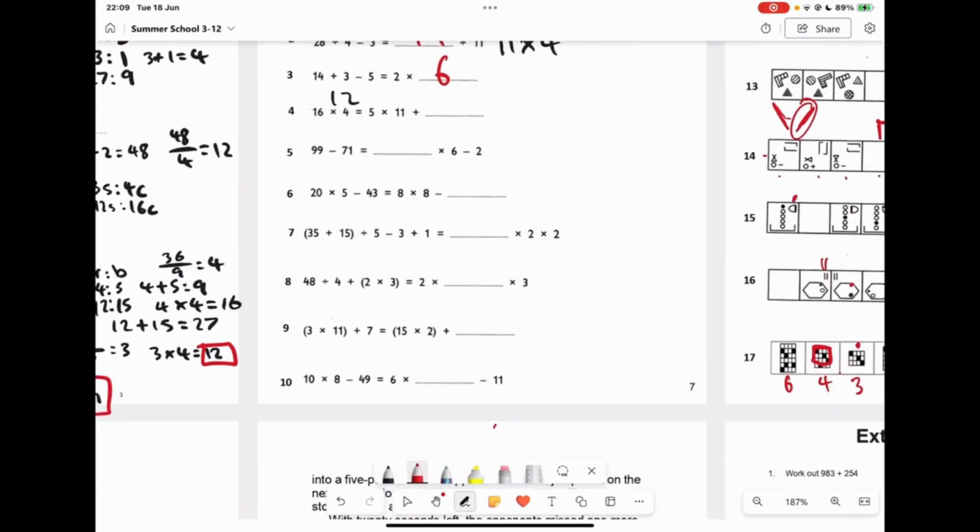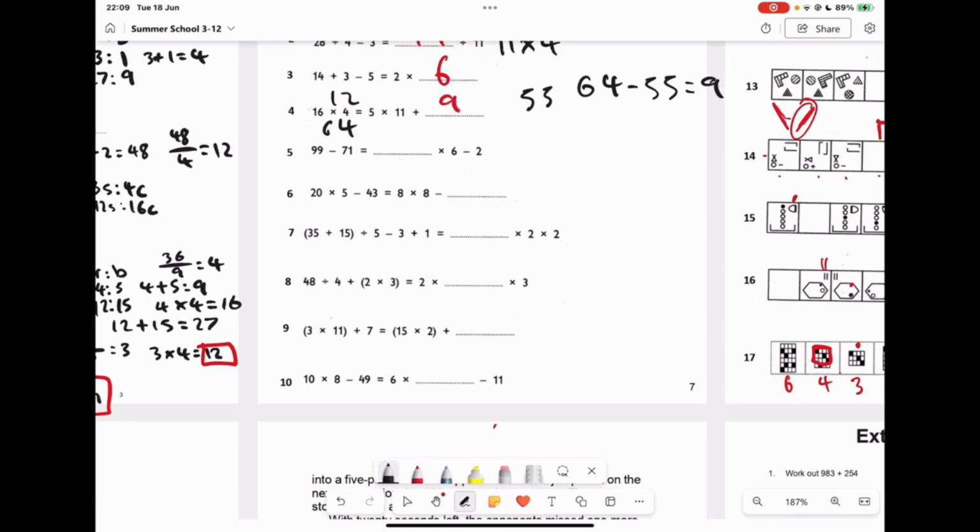Okay, question 4. 16 times 4 is equal to 5 times 11 plus something. Well, 16 times 4, we can do the column method, but that equals 64. And then 5 times 11 plus something is equal to 64. So we can do 5 times 11 first, which is 55. And then plus something is 64. So 64 minus 55 equals 9. So the answer for question 4 is 9.